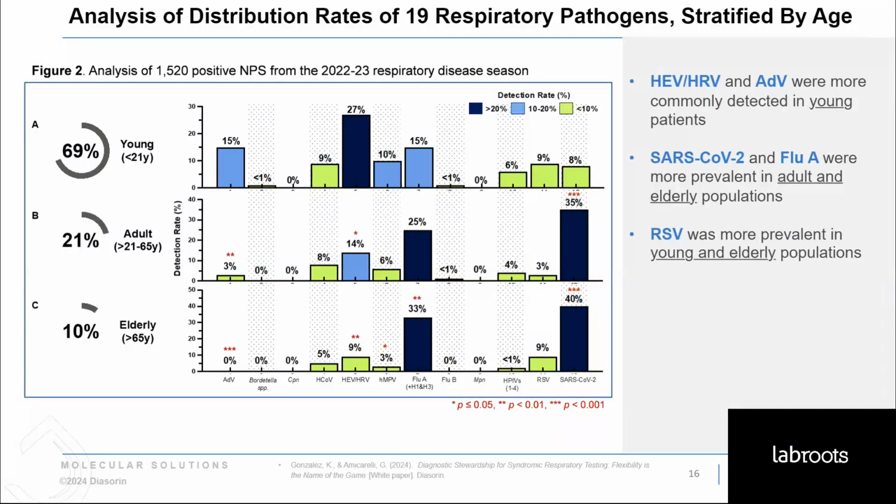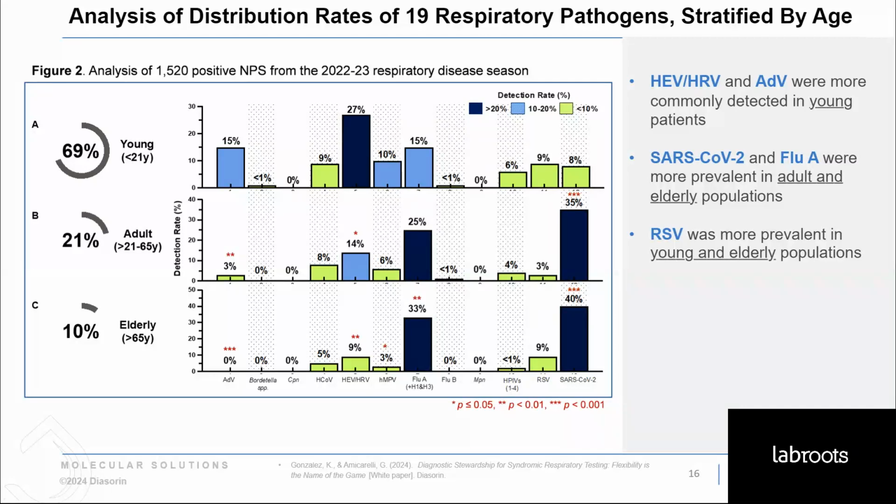So next, we wanted to understand the distribution rates among the population that we tested. We found, as expected, that entero, rhino, and adenovirus were significantly higher in the young patients, while SARS-CoV-2 and flu A were more prevalent in adults and elderly. And RSV was more prevalent in the young and elderly, which is very typical behavior for this virus.